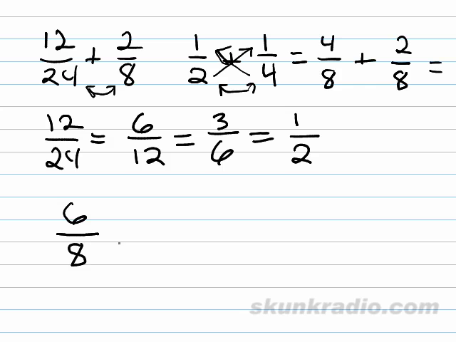But this fraction can be simplified. So let me just simplify this one. If I divide the top and the bottom by 2, 6 divided by 2 is 3, and 8 divided by 2 is 4. Now I have to ask myself, can this be reduced any further? I don't think so, because if I divide the top by 3, 4 cannot be evenly divided by 3, and the same thing is true with 2. I can't choose that because 3 divided by 2 will not come out even. So it looks like I've got my final answer right here.